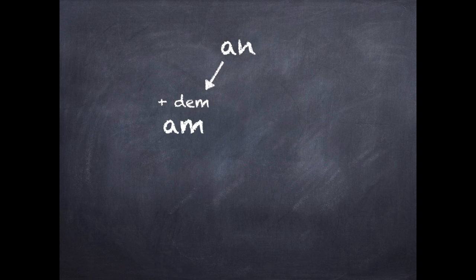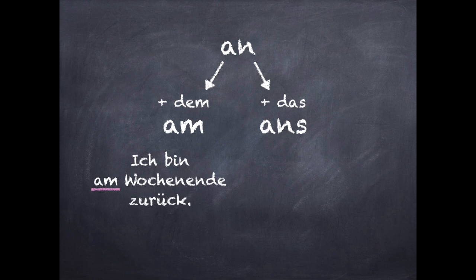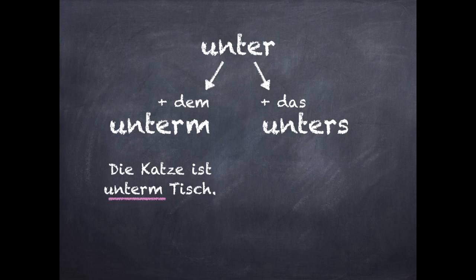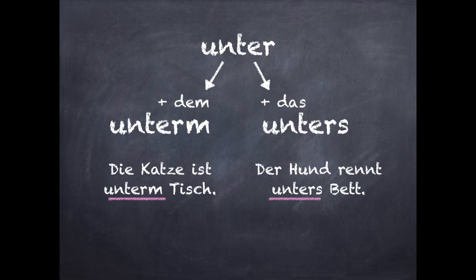So an, similarly, we have an dem, am, and an das, ans. And we can have the example, ich bin am Wochenende zurück, I'm back on the weekend, or ihr denkt nur ans Essen, all you think about is food. So we have the contractions in use. Next would be unter. Unter dem is unterm, or unter das is unters. And now we see that we can use it with die Katze ist unterm Tisch, or der Hund rennt unters Bett.